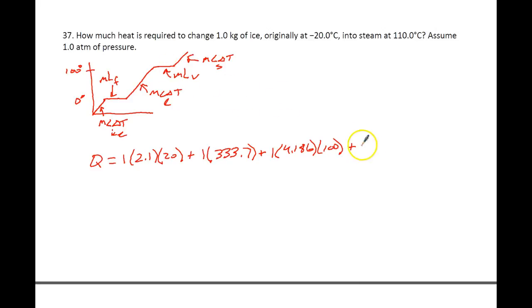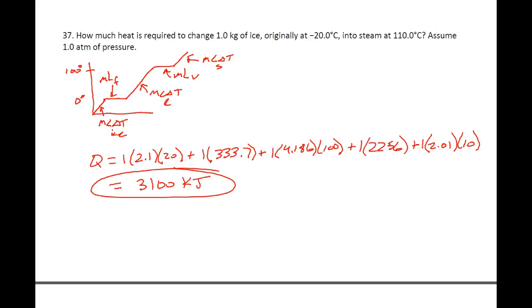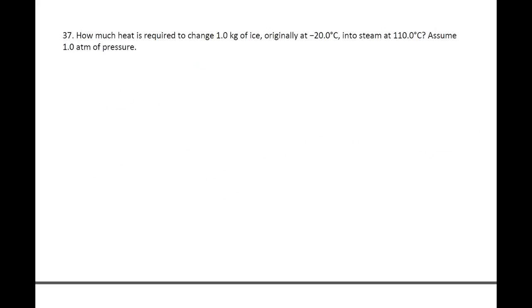Plus, we now need to vaporize all of that, so that's 1 kilogram times 2,256. Plus, we're going to change the 1 kilogram of steam, so 2.01, and we're going to increase that by 10 degrees. So now that we've done all those things, that'd be 3,100 kilojoules of energy. That is a tremendous amount of energy in order to heat ice all the way up to steam at 110.